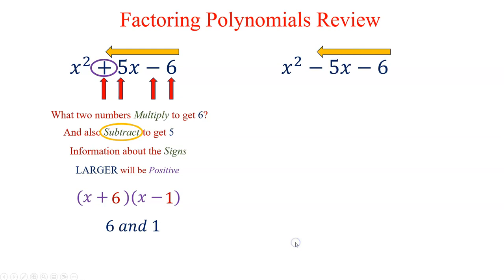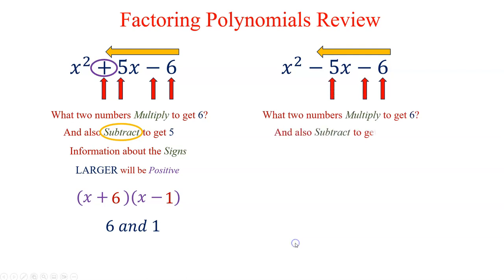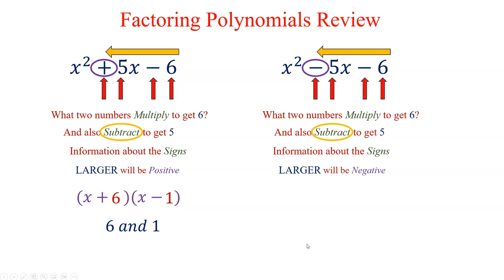One more example. Going backwards, what can I multiply to get 6? Subtract to get 5. And this tells me something about the signs. So because I said subtract, I will say larger. The larger in this case will be negative. So I can set up my two factors. Again, I put the larger first. The two numbers that multiply to get 6 and subtract to get 5 happen to be 6 and 1 again. So now in this case, the 6 is negative and the 1 is positive.